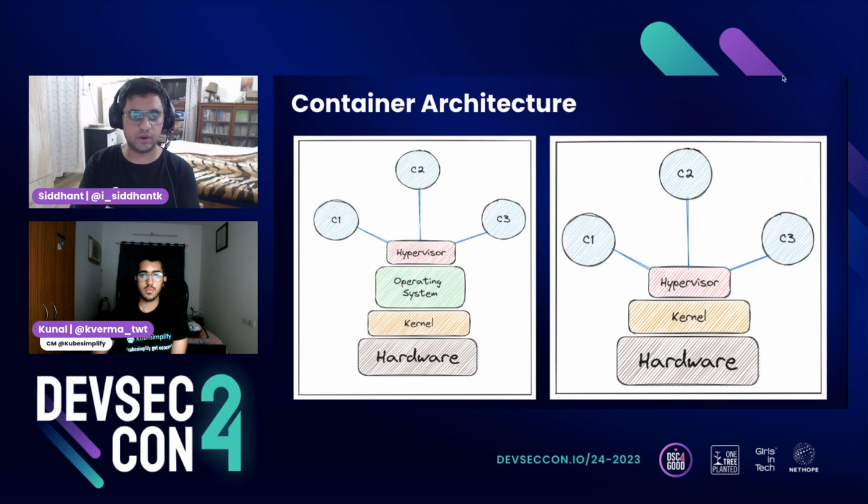Right now I explained the diagram on the left. The diagram on the right is essentially the same thing, but the only thing that we're removing from here is the operating system. So we're installing the hypervisor directly on top of the kernel.